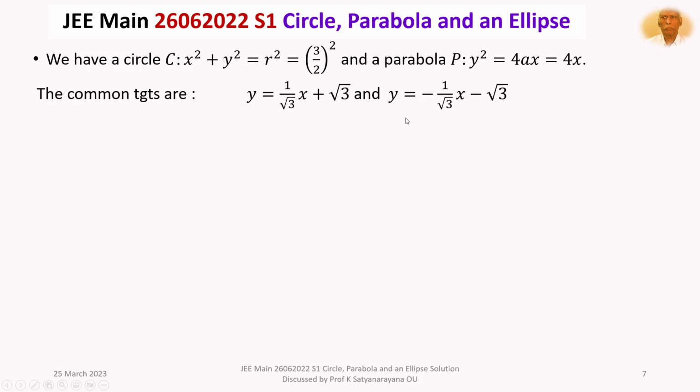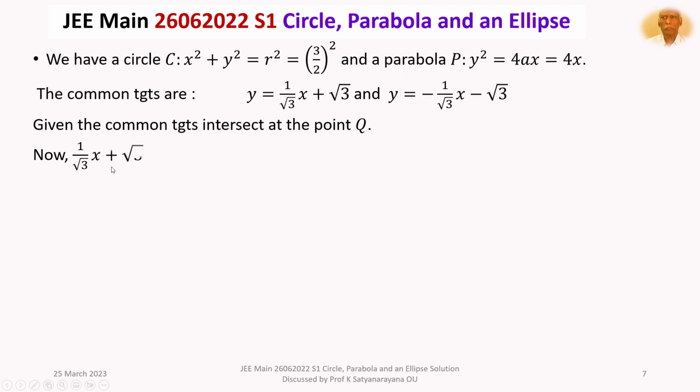The common tangents are here, and it is given that these common tangents intersect at the point Q. So these two equations we take and solve for x. From that we get the value of y. Thus we get the point of intersection of these two tangents. Now 1 by root 3 x plus root 3, that of the first tangent, is equal to minus 1 by root 3 x minus root 3.